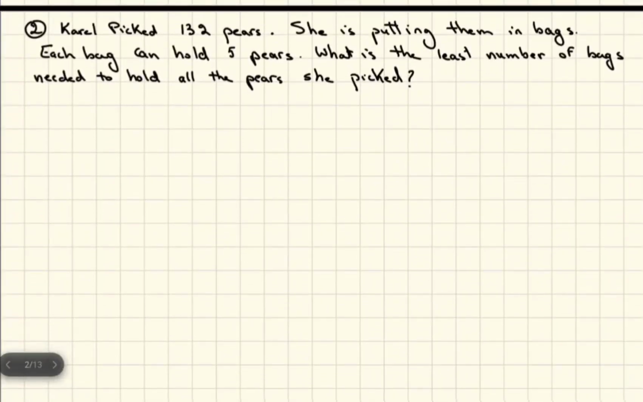Number 2. Carol picked 132 pears. She's putting them in bags. Each bag can hold 5 pears. What is the least number of bags needed to hold all the pears she picked? So basically here you can think about this question. We have 132 pears, and I'm dividing them in groups of 5, because each bag is like one group of pears, and we have 5 pears in there.